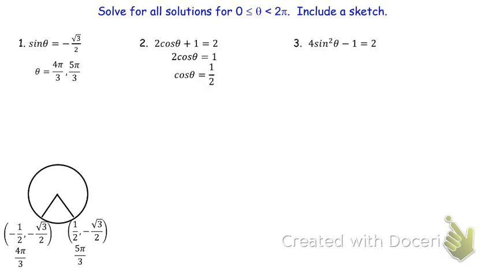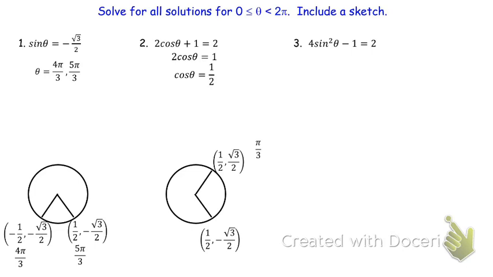Now cosine is a measure of the x's. X is positive in two places. X can be positive in quadrant 1, and it can be positive in quadrant 4. Now I know that 1/2 is one of the values that's common on the unit circle. X is 1/2 at pi over 3, and x is also 1/2 at 5 pi over 3. So both pi over 3 and 5 pi over 3 are going to be solutions to the equation 2 cosine theta plus 1 equals 2.